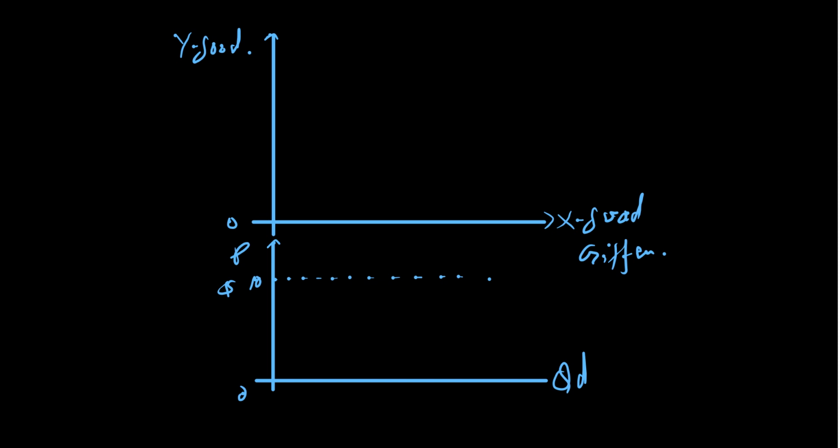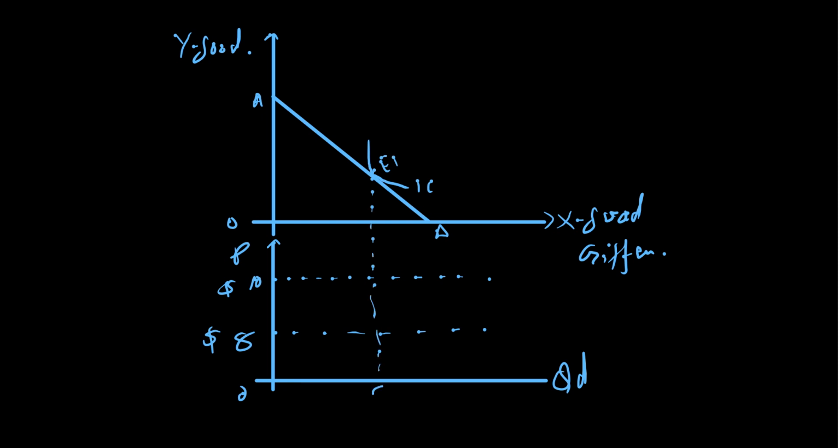In the upper panel we have to draw a budget line. The initial budget line is, suppose, AA, and the initial equilibrium takes place at this point where the budget line is tangent to the indifference curve at point E. We draw a perpendicular to connect it with the lower panel of the graph. So quantity is initially Q, for example. Initially price was $10, and this perpendicular intersects the price line $10 at point A.